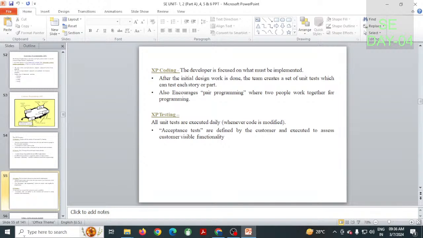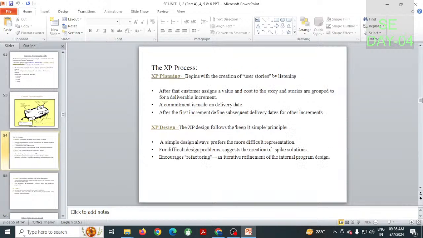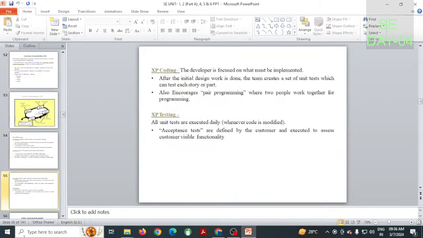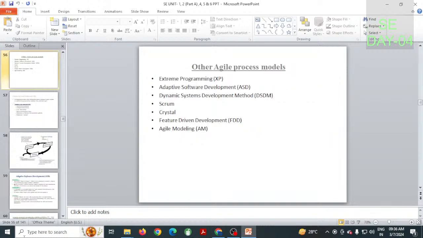Okay, these are all the important phases and framework activities in extreme programming. We already learned about extreme programming regarding planning, XP design, coding, and testing. Now, coming to other kinds of agile process models, we should learn about them.